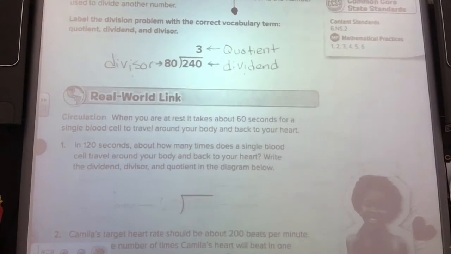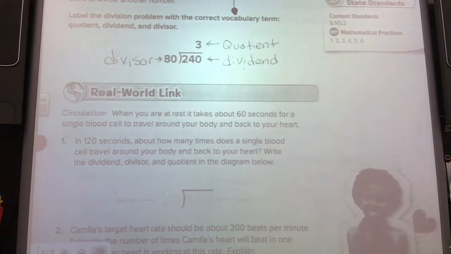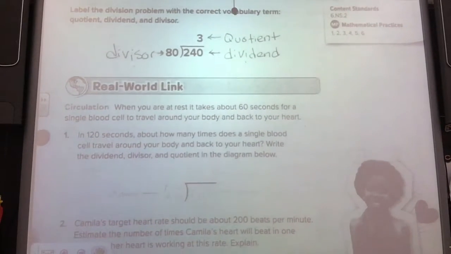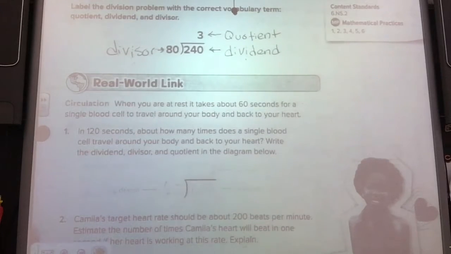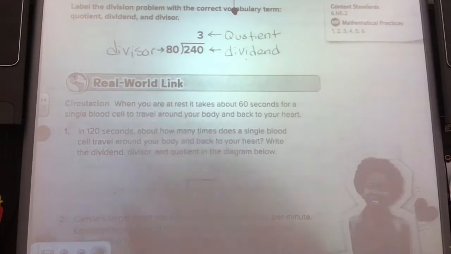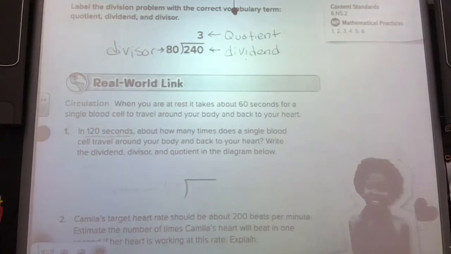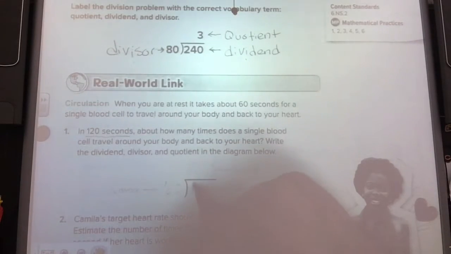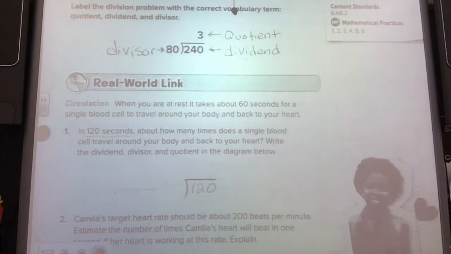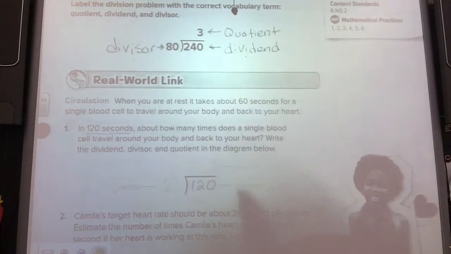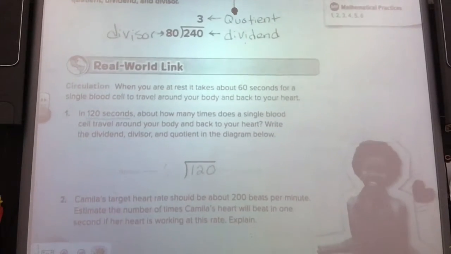Alright, the question is, in 120 seconds, about how many times does a single blood cell travel around your body and back to your heart? Write the dividend, divisor, and quotient in the diagram below. Alright, 120 seconds, that is our dividend, which yours shows up, mine doesn't because it's a copy and it's really light.